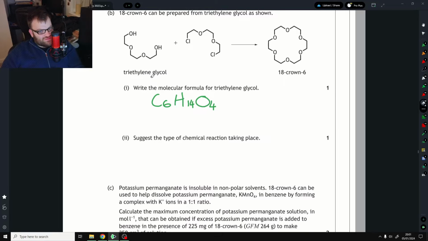This looks to me like a condensation reaction. We have a small molecule being produced when 2 molecules join together. So I would write condensation as my answer for that one.